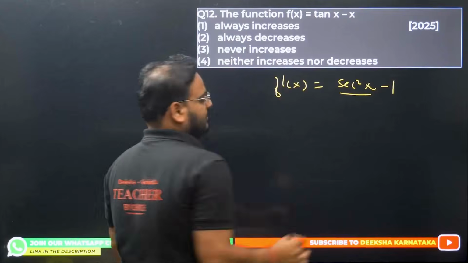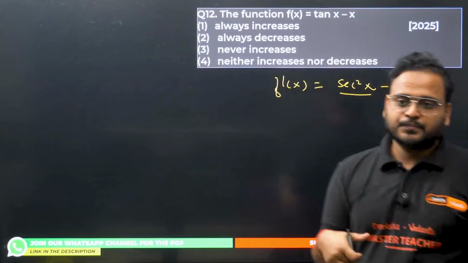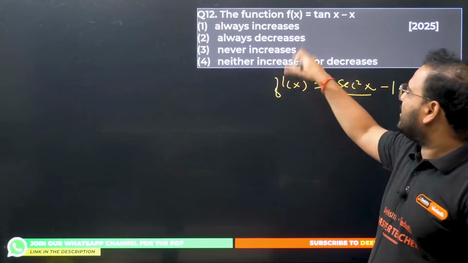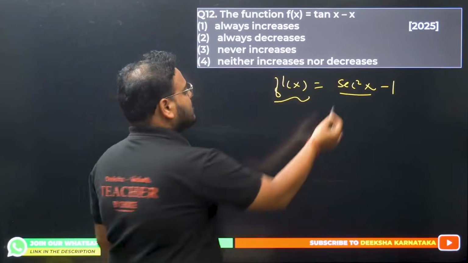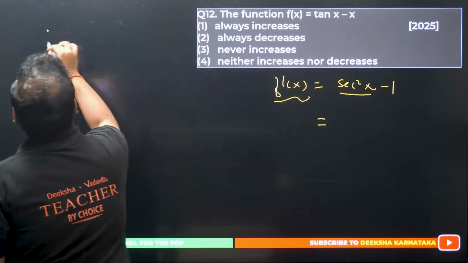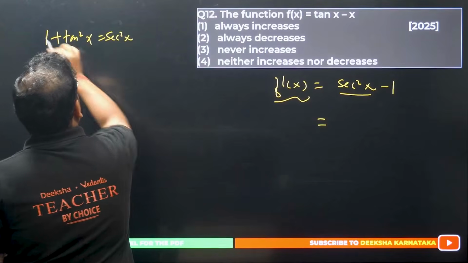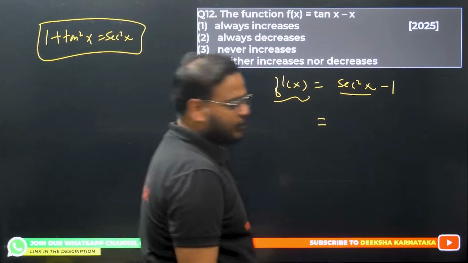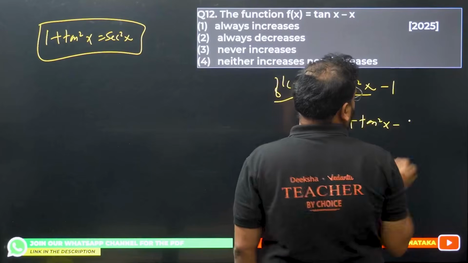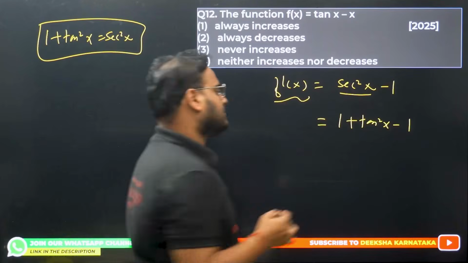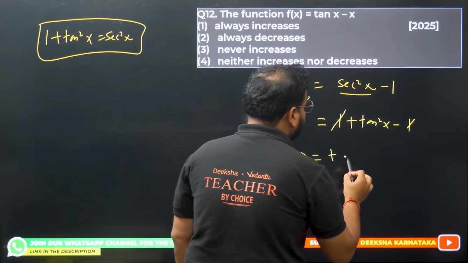So right now we have the derivative. To check for an increasing function, we need to know whether the derivative is more than 0 or less than 0. Basically, we have to know the sign of the derivative. How to do that? Simply substitute sec square x with the formula 1 plus tan square x. Remember this formula? If you do that, please check: 1 plus tan square x minus 1. 1 and 1 cancel. Now f dash of x is becoming what? Simply tan square x.